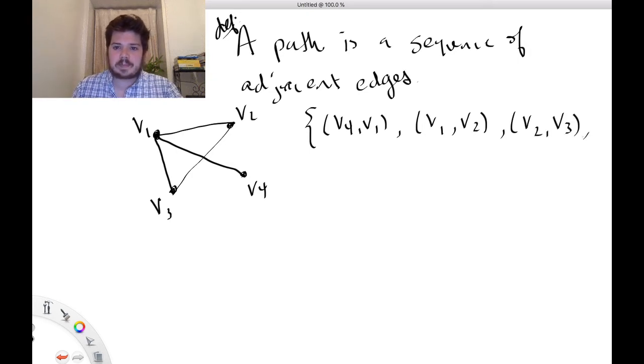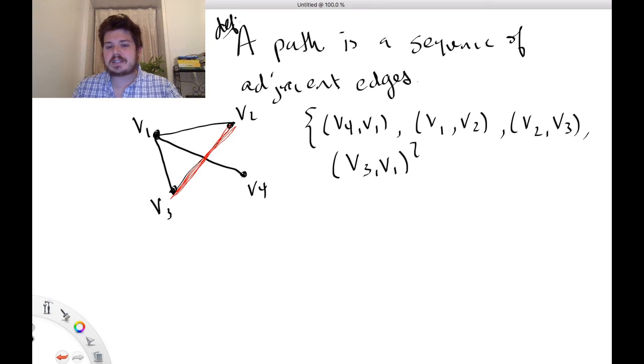So for V2, V3, I cannot choose V1, V4, because it's not adjacent. Adjacent means that two edges share a common vertex. So I could do V3, V1. So this is a sequence of adjacent edges, and this is called a path. Very intuitively, what that means is that I go from V4 to V1, from V1 to V2, then V2 to V3, and then V3 to V1.